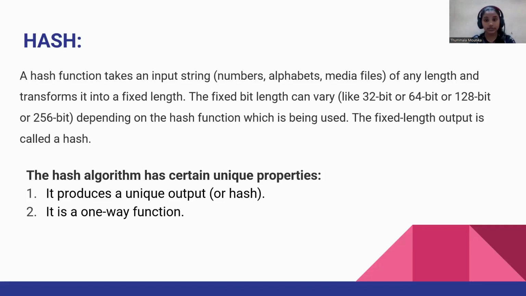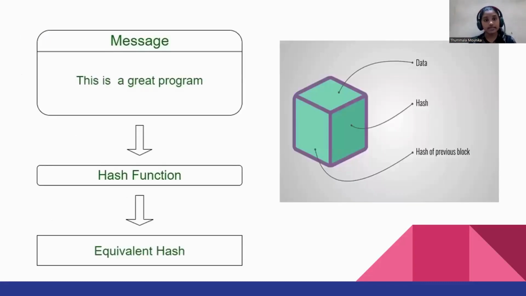Here, a hash has two unique properties. It produces a unique output, and it is a one-way function. It means that we can generate the hash code from the input, but we cannot generate the input from the hash code. For example, the message is given to the hash function, then an equivalent hash is created.